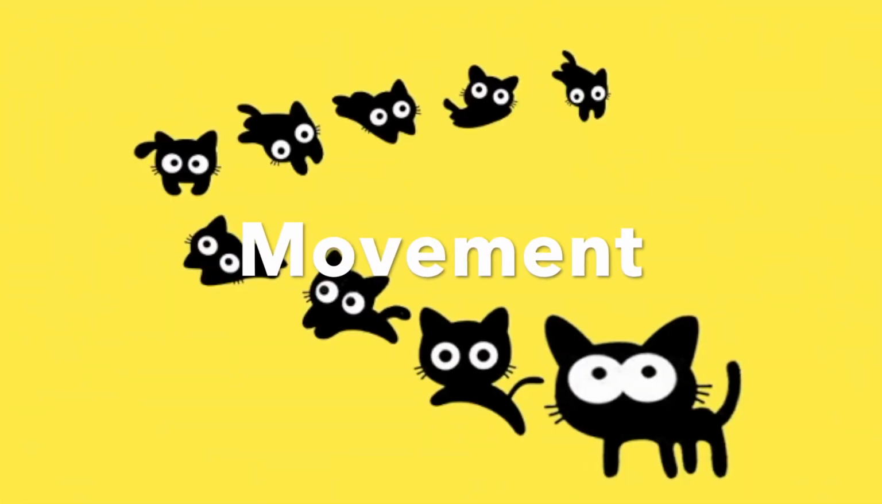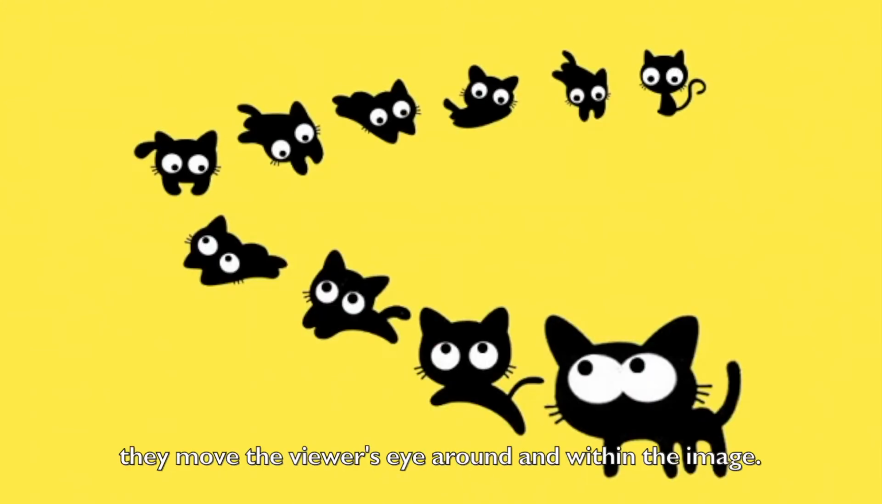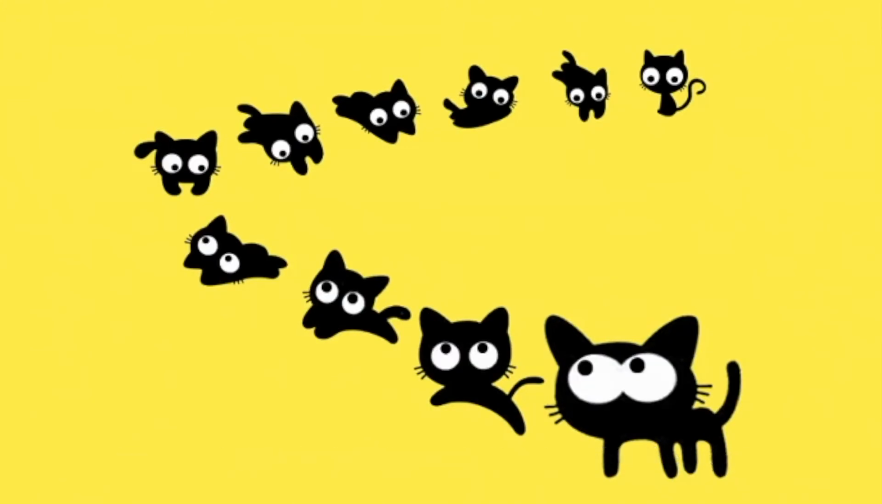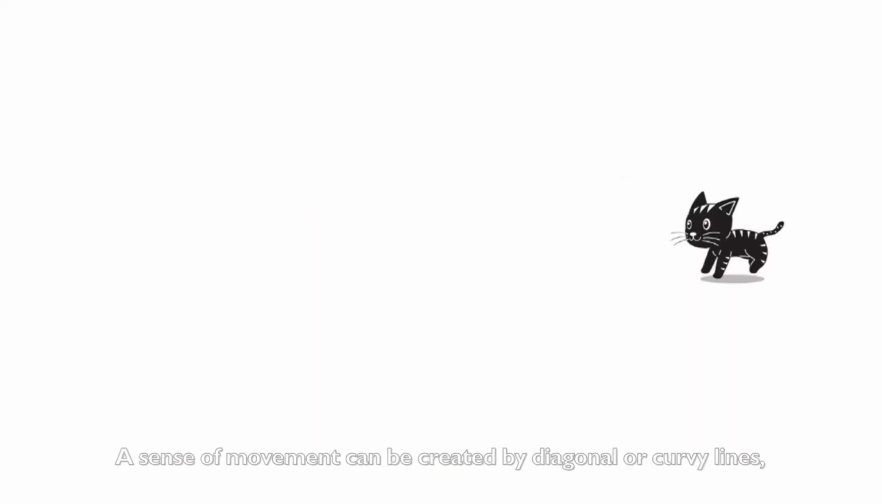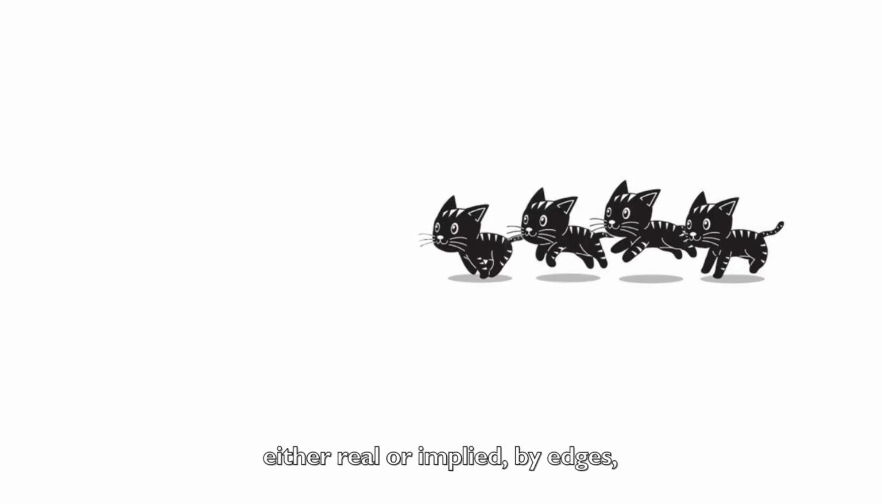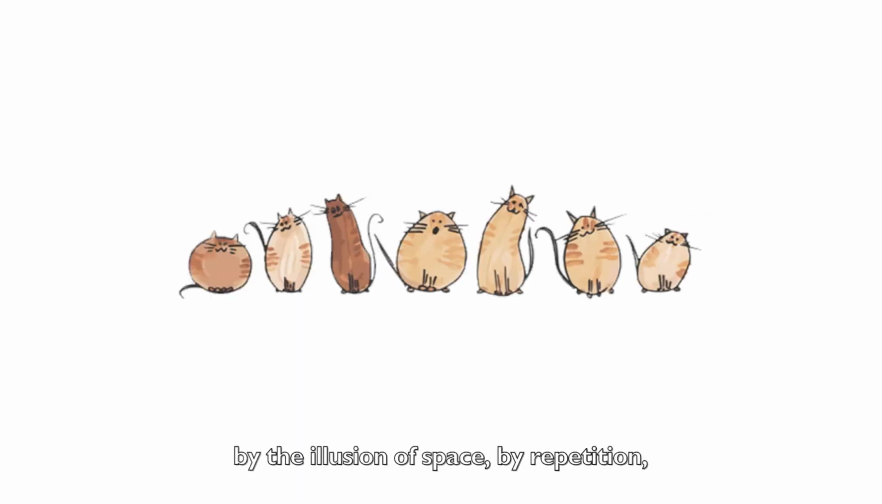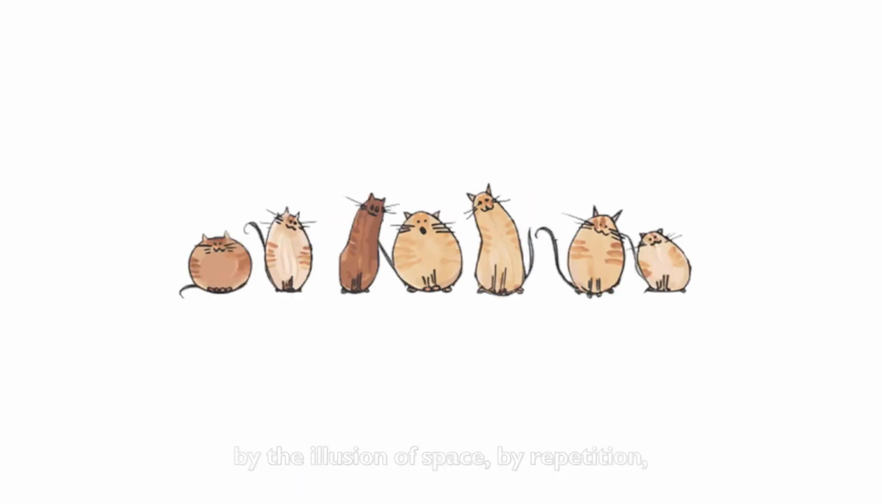Movement is the result of using the elements of art such that they move the viewer's eye around and within the image. A sense of movement can be created by diagonal or curving lines, either real or implied, by edges, by the illusion of space, by repetition, by energetic mark making.